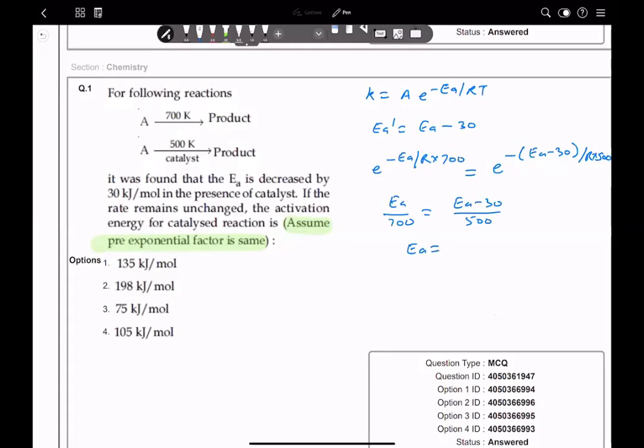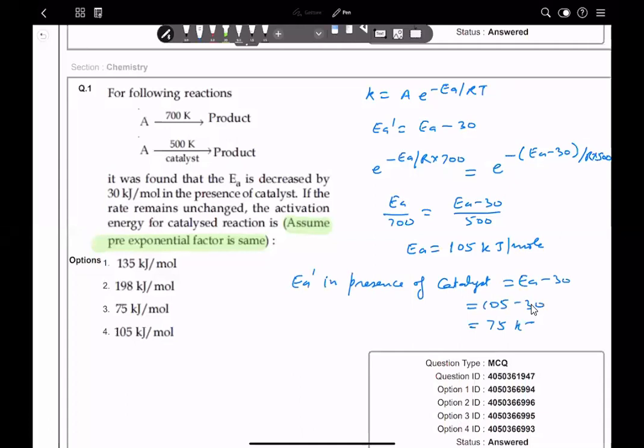And that Ea is in absence of catalyst, and in the question it is asked for the activation energy in presence of catalyst. That means you have to write Ea minus 30. So on solving, we get Ea is equal to 105 kilojoule per mole. But in the question it's asked for the activation energy in presence of catalyst. So the activation energy Ea dash in presence of catalyst is actually 30 kilojoule less than this. This is 105 minus 30, which is 75 kilojoule per mole.